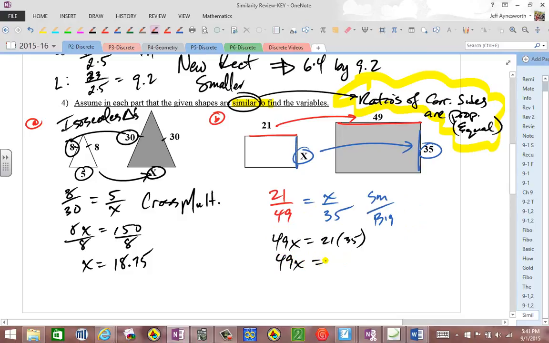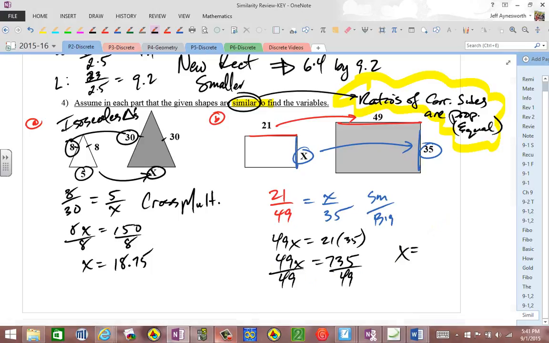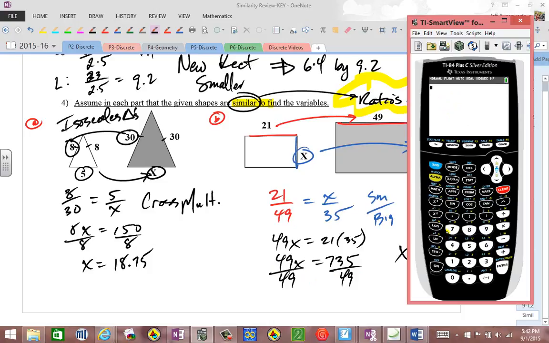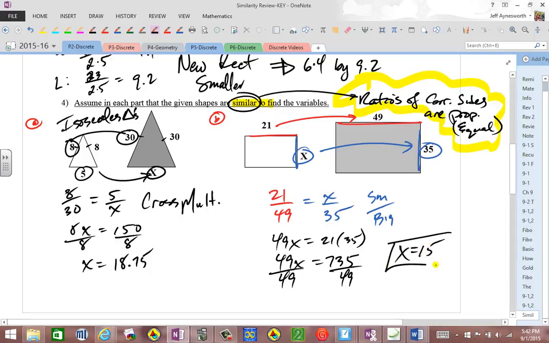So 49x is equal to 735, divided by 49. x is equal to whatever you get. Let's figure that out. 735 divided by 49 gives us 15. So this side right here is 15 units long. 21 by 15 is equivalent to 49 by 35. They're similar. They have the same shape, so they have the same ratios.